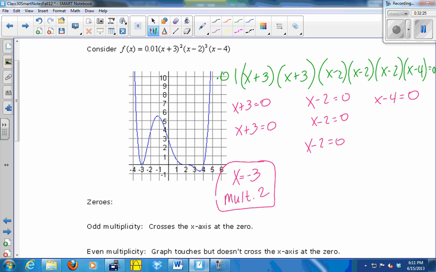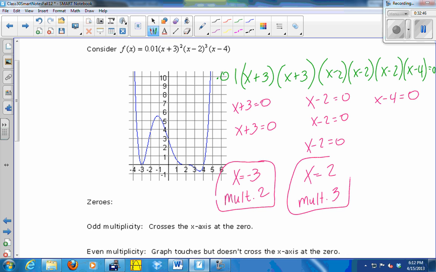And when I end up graphing it, I end up getting what looks like a quadratic. I get a bounce-off effect at that particular 0 at negative 3. And when I set x minus 2 equal to 0, I do that 3 times. I get x equals 2. So we say that that 0 has multiplicity 3, because I got that as a 0 3 times.